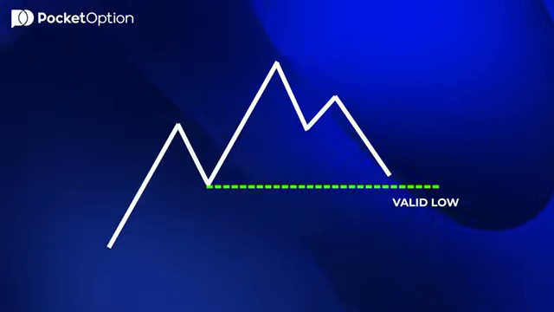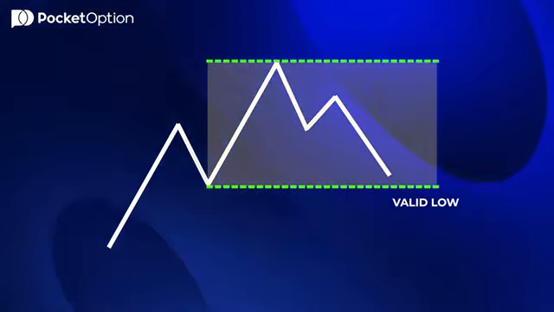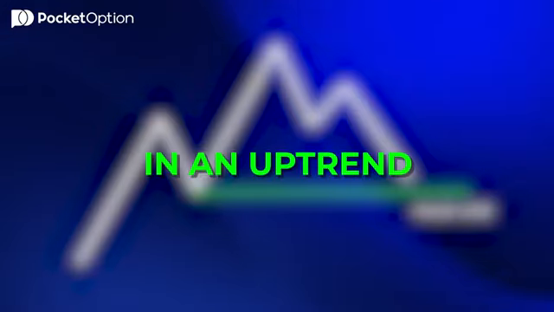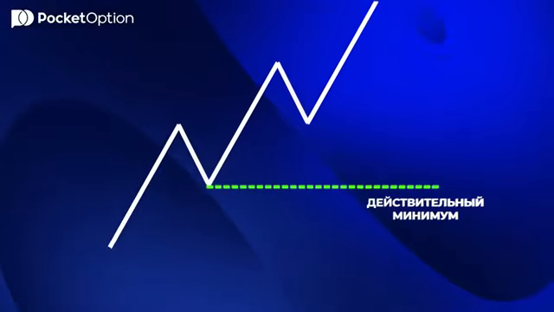So the price can do whatever it wants in this area, but as long as it stays above the actual low, it is still considered an uptrend. And this is a mistake that beginner traders often make. Now let's go even further.